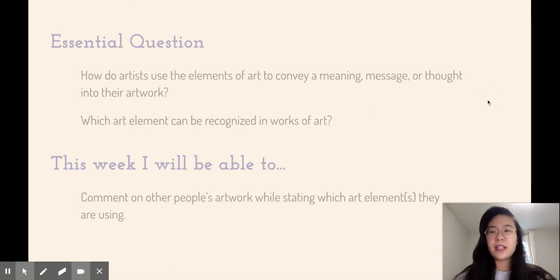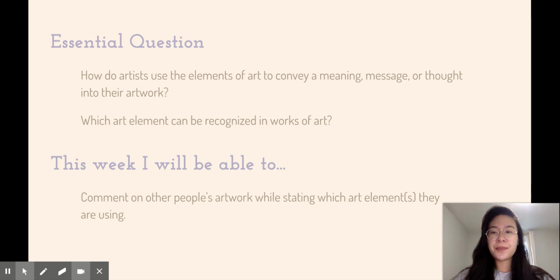So let's get started. Our first essential question is the same as it has been for the past few weeks: how do artists use the elements of art to convey a meaning, message, or thought into their artwork? My goal for all of you is to be able to create art with real meaning and intentions, not just because it looks pretty, which is fine too, but let's practice doing things really purposefully.